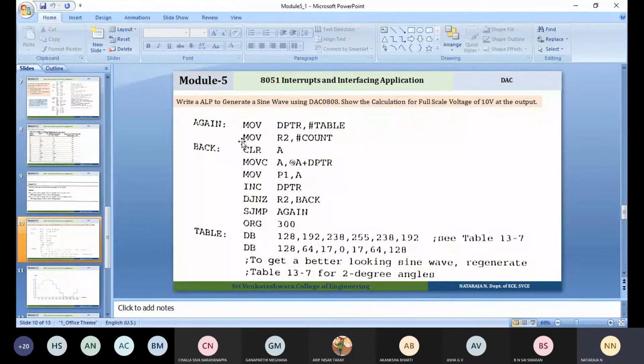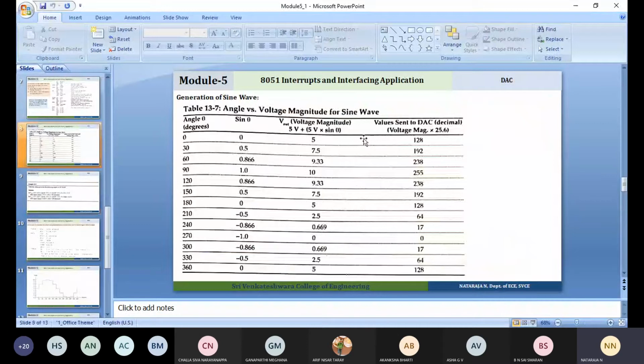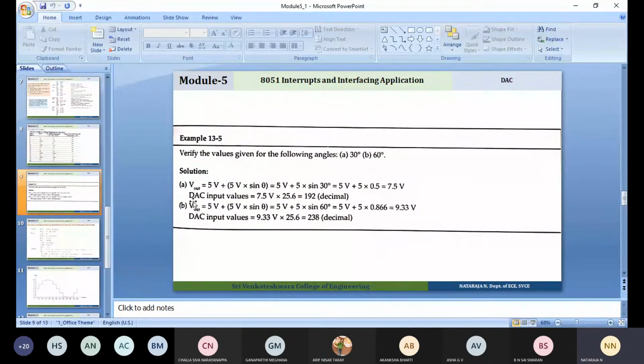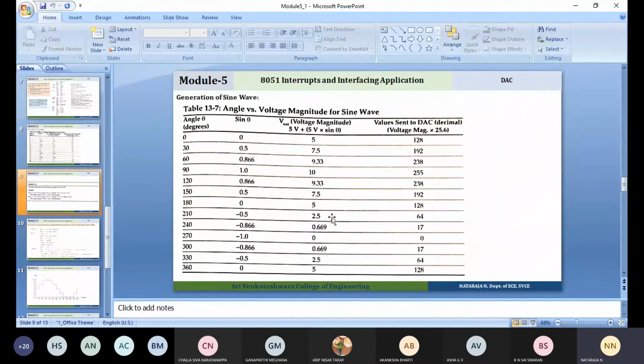See, before going to the program, make a note of this table and verification. I have shown only two for verification. If they ask for 10 marks, you have to show for all the values.